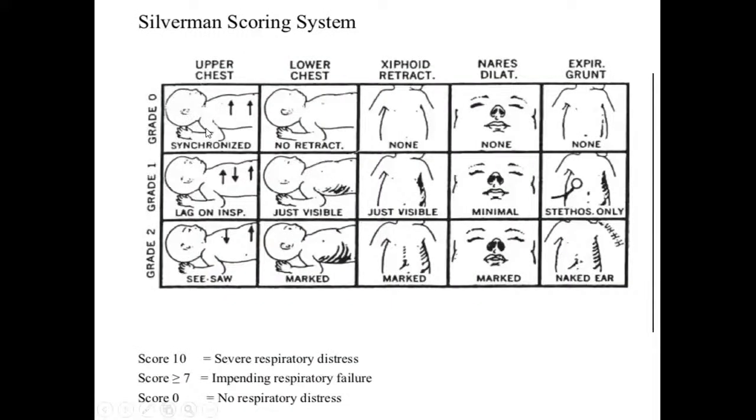So this is upper chest retraction. Normally the baby's abdomen and chest are synchronized. In grade 1, there is a slight lag of the chest in inspiration compared to the abdomen. In grade 2, there is a seesaw, so your abdomen is moving out in the inspiratory phase while your chest is moving in.